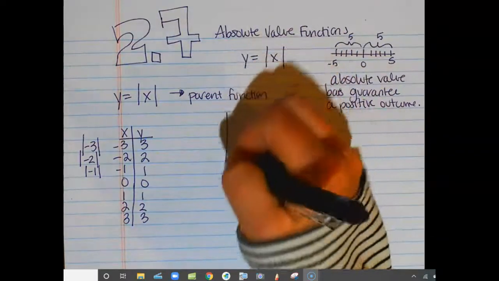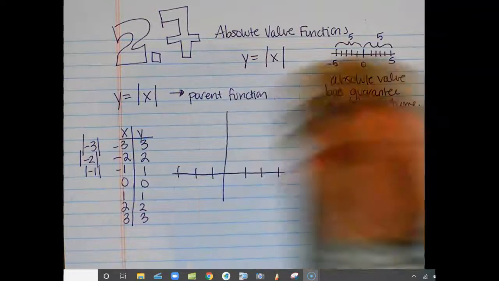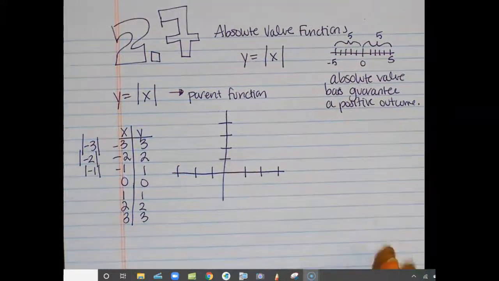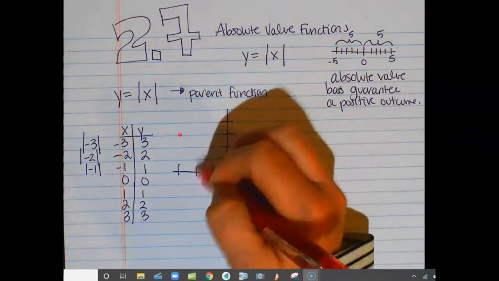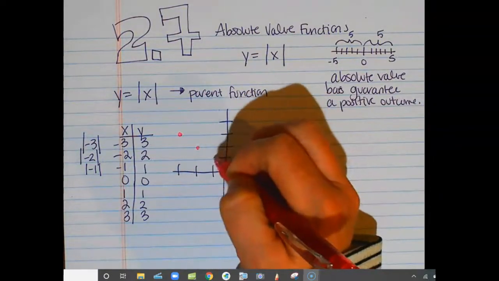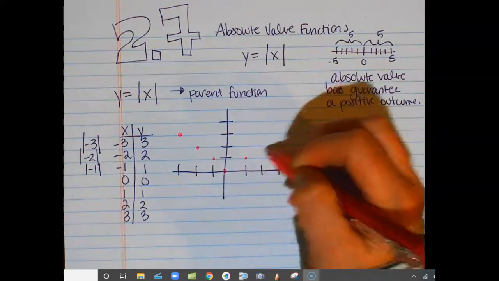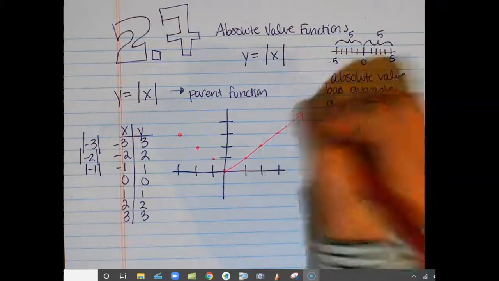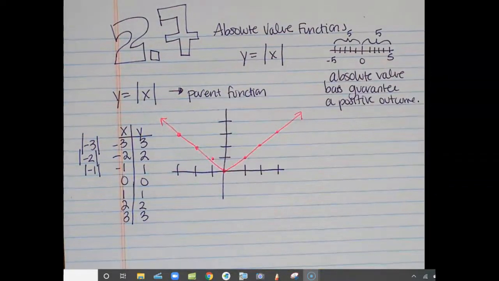When we graph it, we end up with this cool shape, which is -3, 3 is here, -2, 2, -1, 1, 0, 0, 1, 1, 2, 2, 3, 3, and it's going to do this for everything in this direction, and then it's going to go like this for everything in the negative direction. So absolute value graphs are always a V shape.